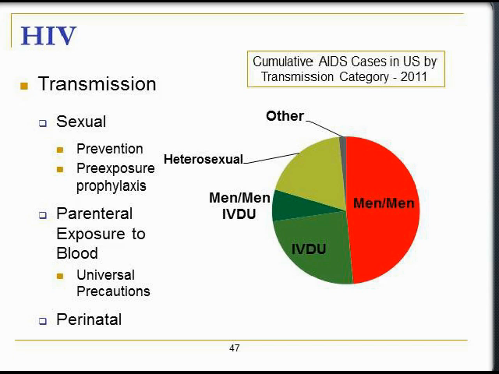I'm going to start with a little background information. The first has to do with transmission and the three main types of transmission: sexual, parenteral exposure to blood, and perinatal. And then you can see the risk factors on the pie chart on the right side of the screen. So men who have sex with men, IV drug users, a combination of those two, heterosexual transmission, and other. And these are data from the U.S., not world data.